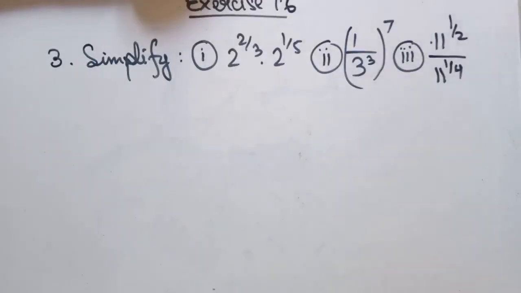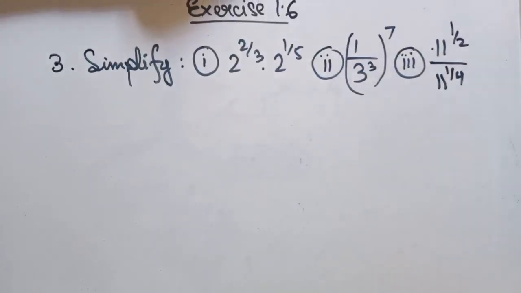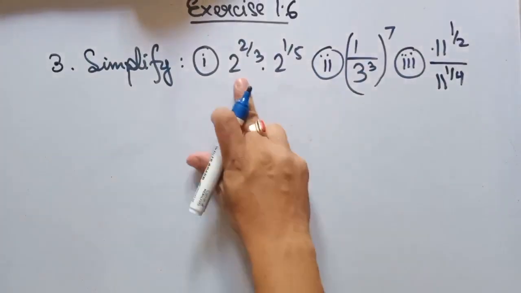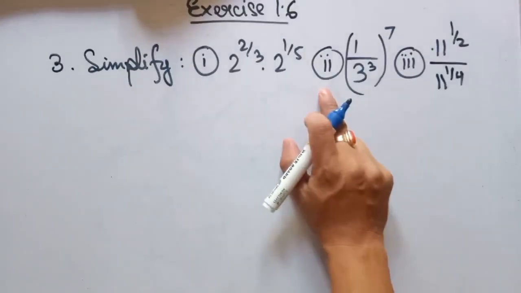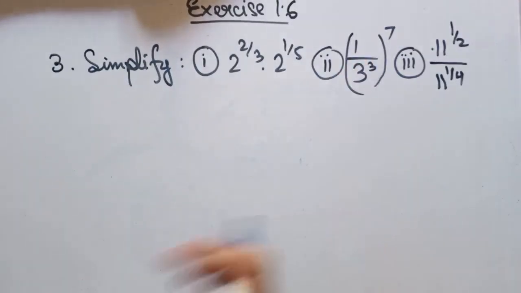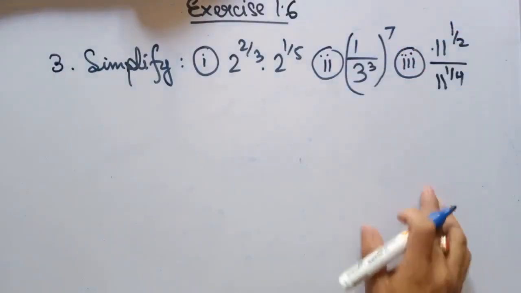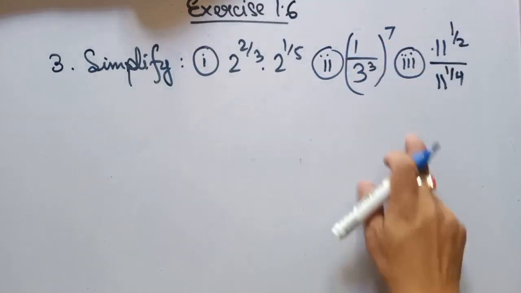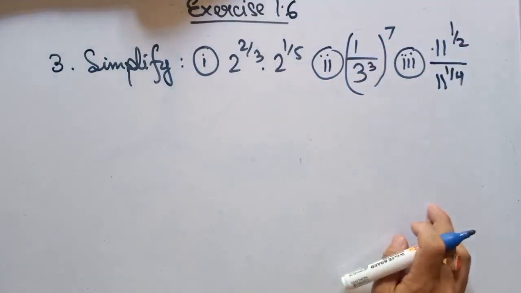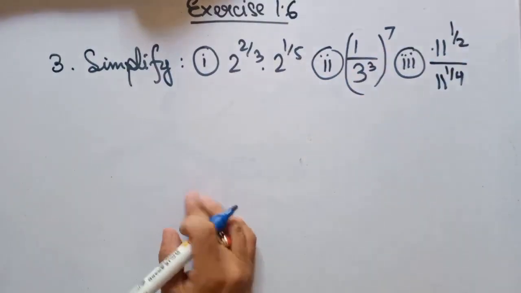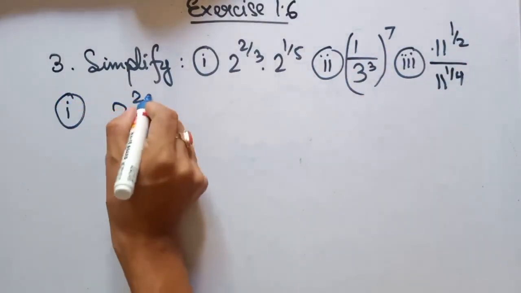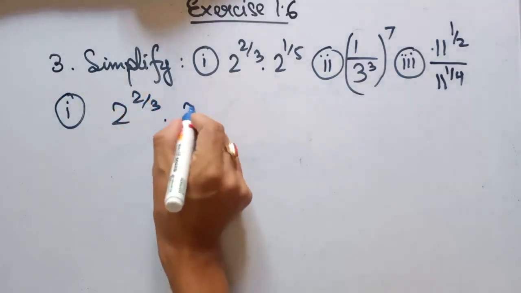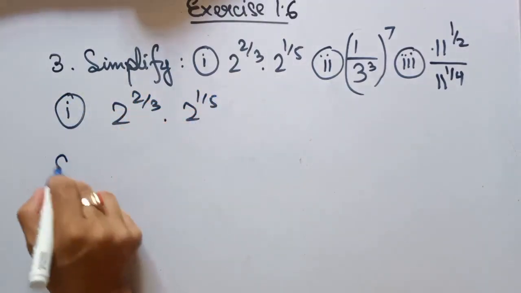Next, exercise 1.6, question number 3, simplify: Roman number 1, 7 to the power 2 by 3 multiplied by 7 to the power 1 by 5. Roman number 2, 3 to the power 1 by 3 whole to the power 7. Then Roman number 3, 11 to the power 1 by 2 by 11 to the power 1 by 4. So let us first solve Roman number 1, that is 7 to the power 2 by 3 multiplied by 7 to the power 1 by 5.